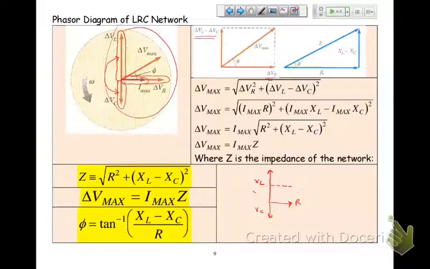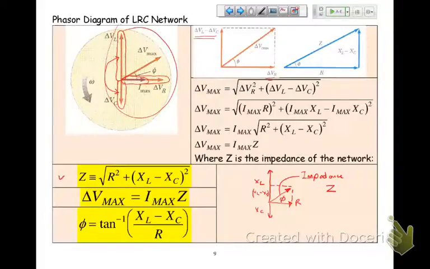This is XL minus XC. And then I have my resistance. And so I have this overall net resistance, I'm sorry, resistivity, or resistance. And I call that my impedance, and we give it the symbol Z. And I have this phase angle, and that's where my impedance is with respect to my resistor.